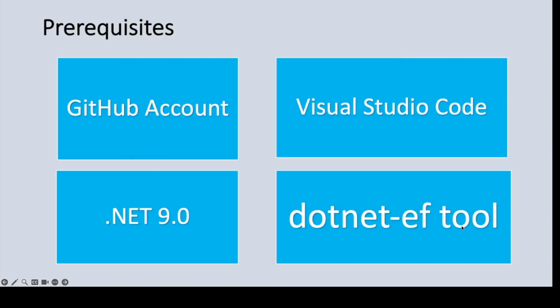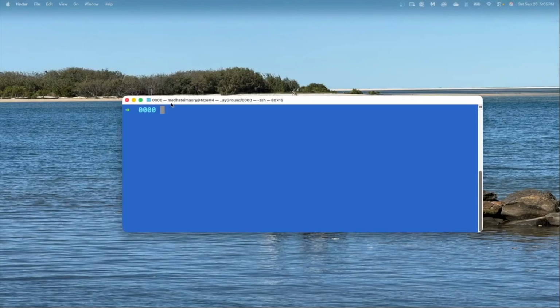Before we proceed, make sure that you have a GitHub account, you've installed the latest version of Visual Studio Code, you have .NET 9 or later, and you also need the .NET EF tool to work with Entity Framework. In a working directory, I'm going to create a .NET solution containing two projects. The first project is going to be a simple web project, and that will be our server. The second project is going to be a client project, and it will be based on the Web API template.